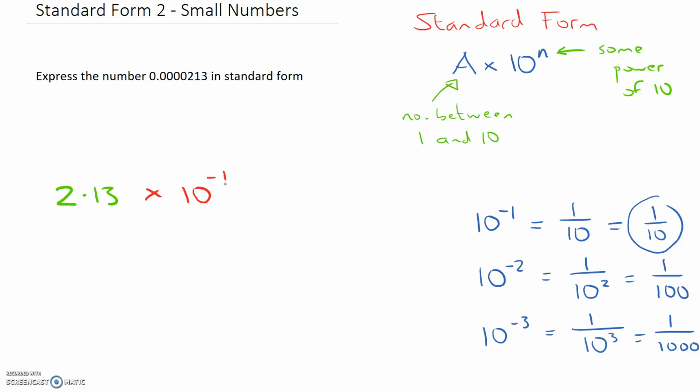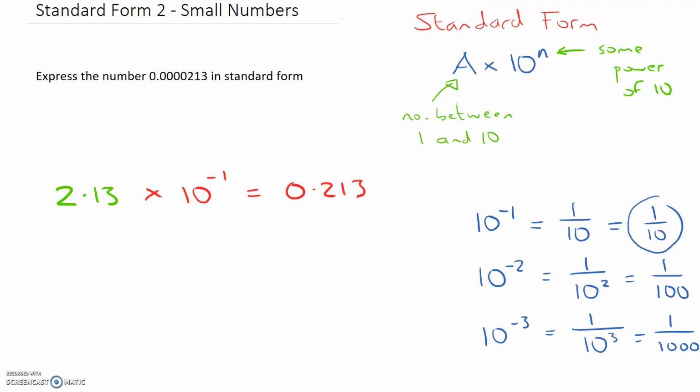So let's just do it once. 2.13 times 10 to the power of minus 1 is effectively dividing by 10. It's finding a tenth of our original number. So we'll get 0.213, which is exactly what we wanted. Okay, now how many times will we need to do that?